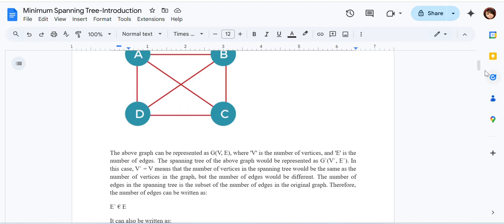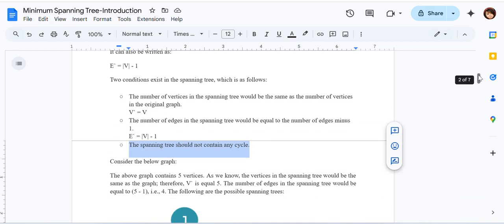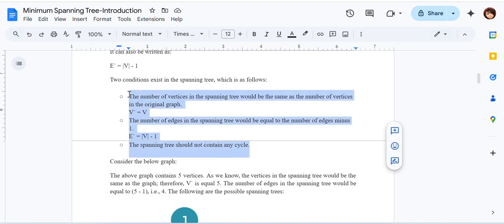My spanning tree should be an acyclic graph, which means I should have a graph without forming a cycle or a loop. When I start from a source, I cannot return to the same source again. Only one time can I visit that particular vertex. That is called an acyclic graph. So these are three important conditions you have to follow while creating a spanning tree.